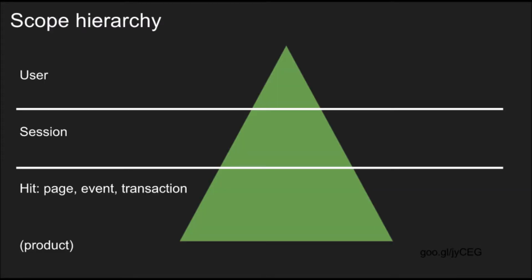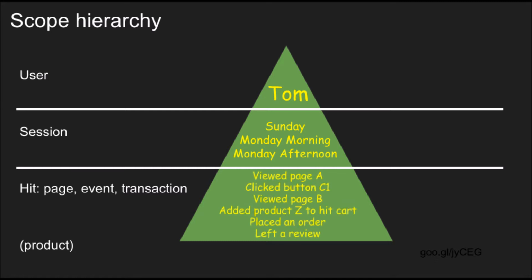There are three main scope hierarchies in Google Analytics. User, let's say Tom. Session, these are his visits. And hits, these are all of his interactions during his visits: viewing pages, adding products, any click, etc.